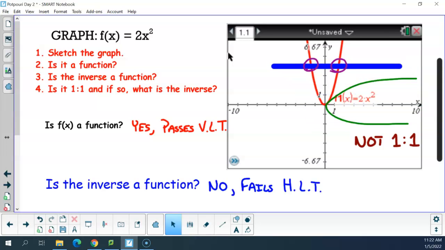What does that mean? It's still not one-to-one, because it's got to pass both. So even the inverse has to pass both. Well, if the inverse passes both, then the function's going to pass both, right? I think you just confused yourself.